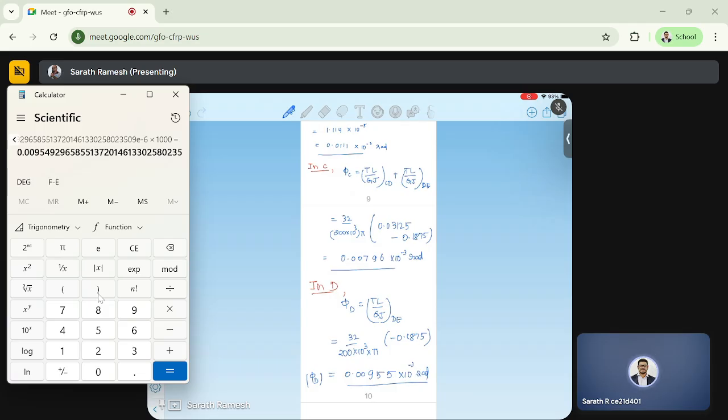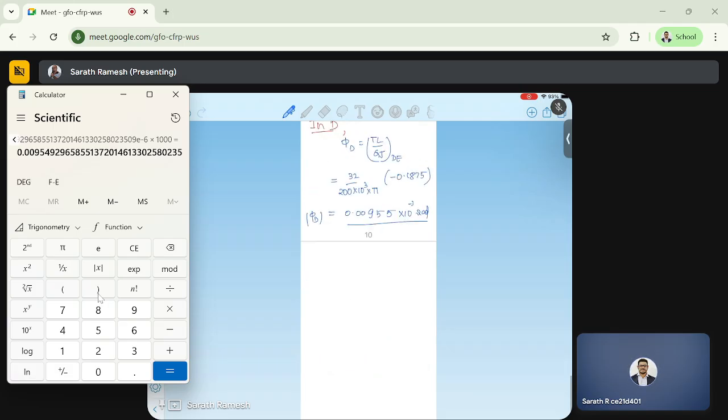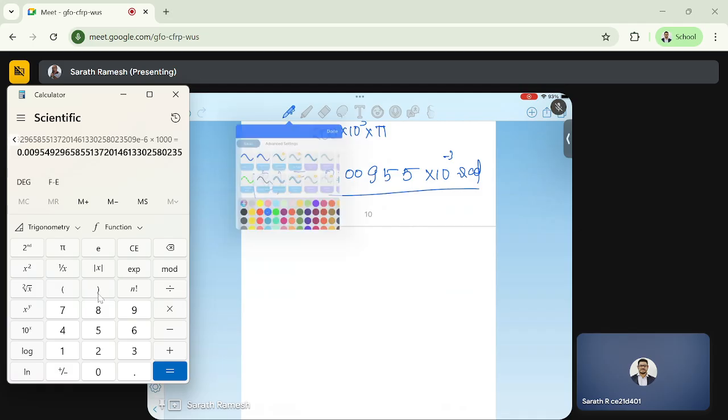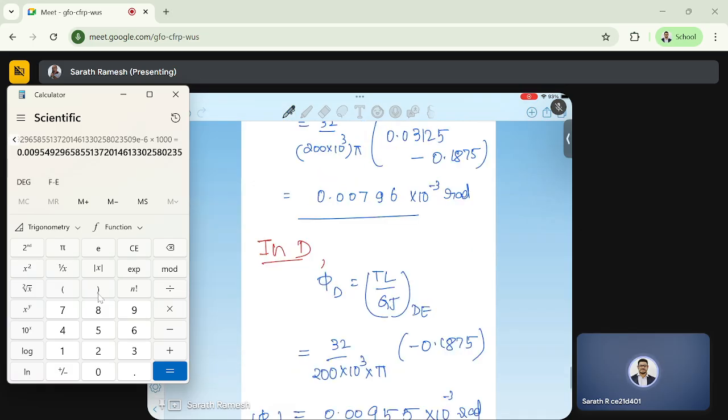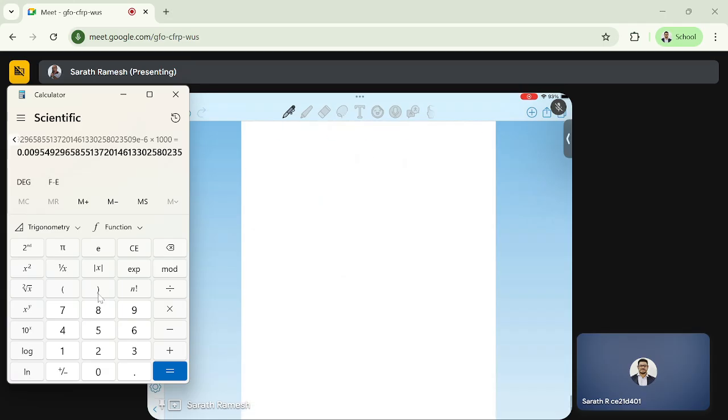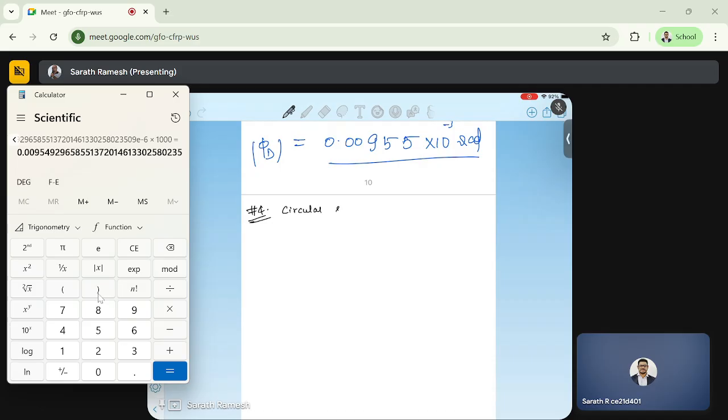A problem involving statically indeterminate structures. This is problem number 4, right? Yes, problem number 4. We have been given a circular shaft AB, 250 long.